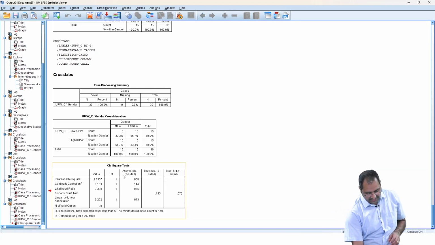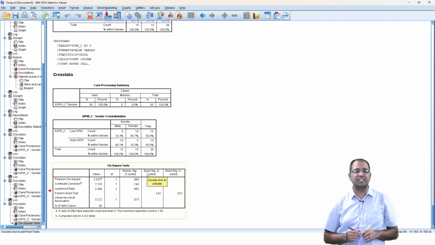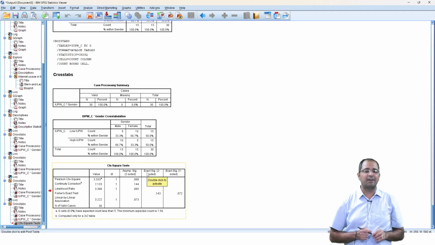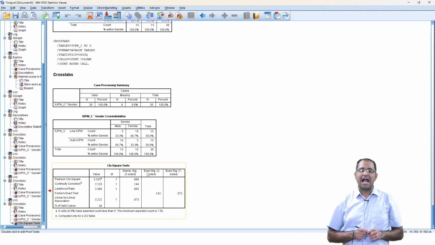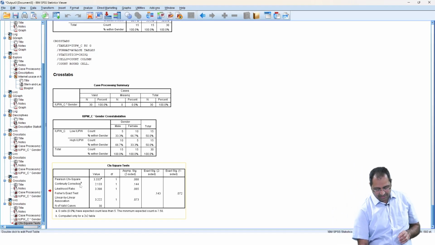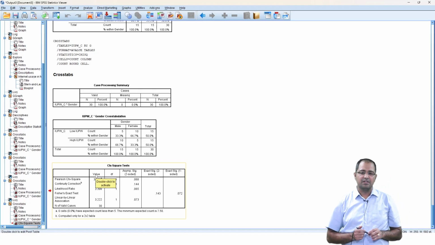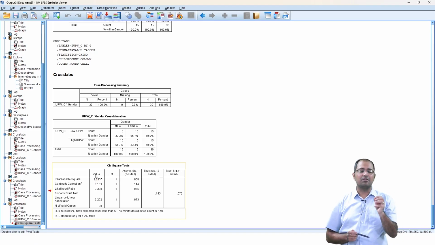This is two-sided. We have to look at two-sided, this one. Asymptotic significance. This p probability value is 0.068, which is greater than 0.05. And when we are using a 2 cross 2 matrix, it is a special case, so we do not look at the Pearson chi-square, but we look at the continuity correction.